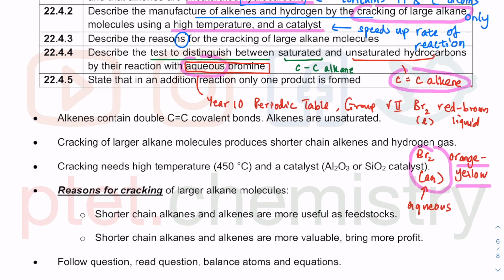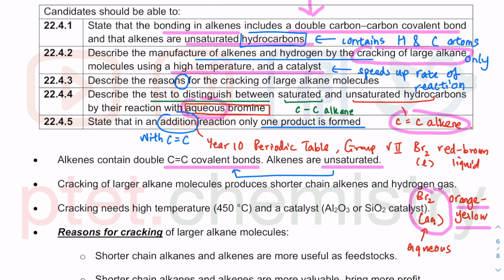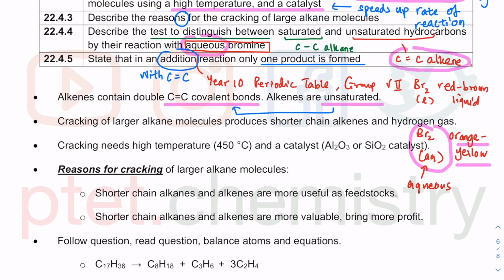We're going to do an addition reaction. So overall, this is called an addition reaction. This is with the carbon-carbon double bond, and you only get one product in an addition reaction. In an addition reaction, two things add together and you get one product out. Just to go through the actual contents: alkenes contain a carbon-carbon double covalent bond, very characteristic of alkenes. Alkenes are unsaturated. Unsaturated hydrocarbons means the compounds contain hydrogen and carbon atoms only, but you also have a carbon-carbon double covalent bond, because they also want the meaning of unsaturated.